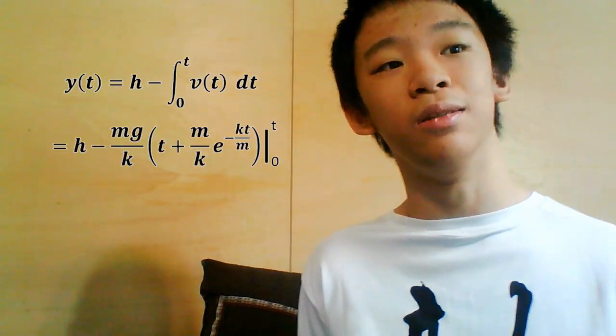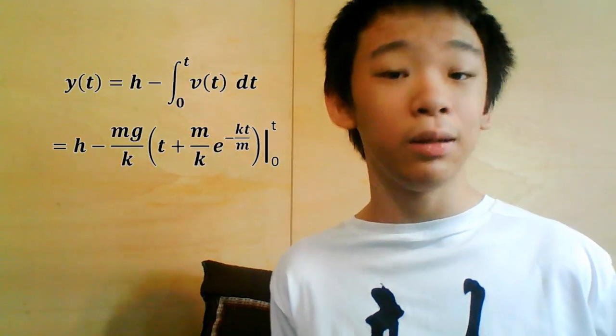Because we've set down to be the positive direction, to get the position, we put a negative in front to match the direction. Then we integrate v of t from 0 to t, then add the starting height h, so we get y of t equals h minus the integral from 0 to t of v of t dt.